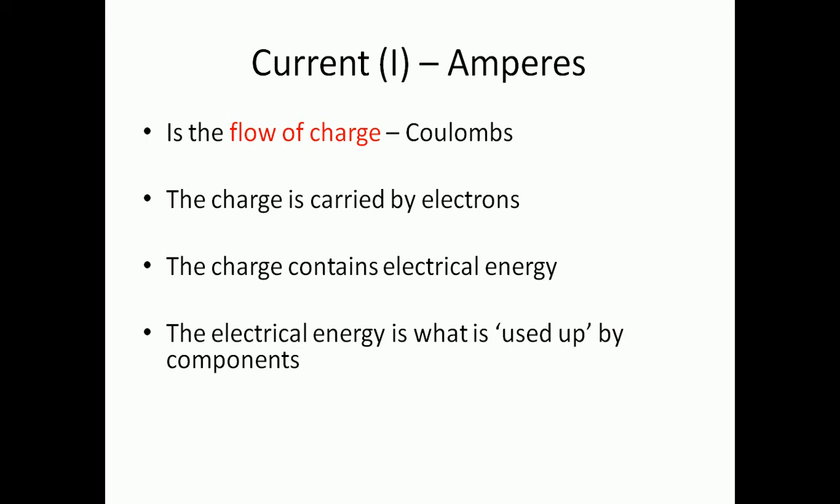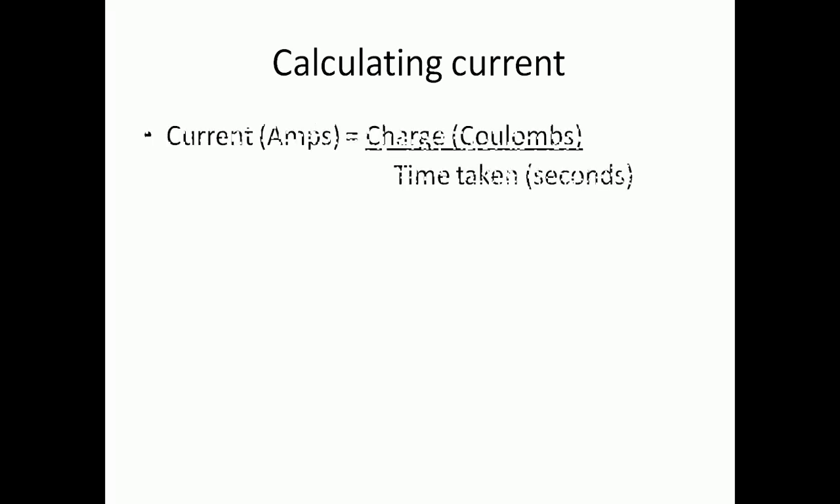So our next one is calculating current. So you do need to be able to calculate current, and with so many other equations that we have, it is one that they give you on the formula sheet, so don't stress about trying to remember it. But you do need to remember the units. So current is measured in amps, charge is measured in coulombs, and the time taken is measured in seconds. So charge divided by time taken gives us current.